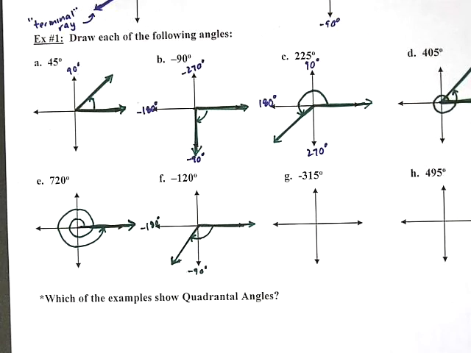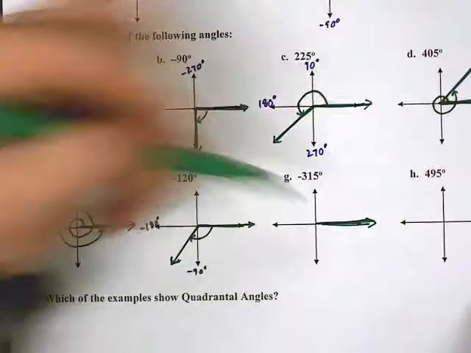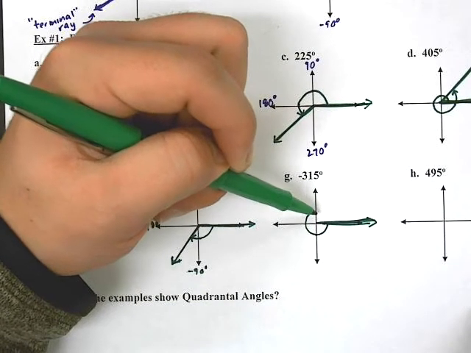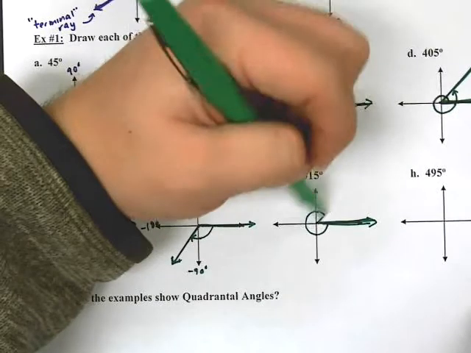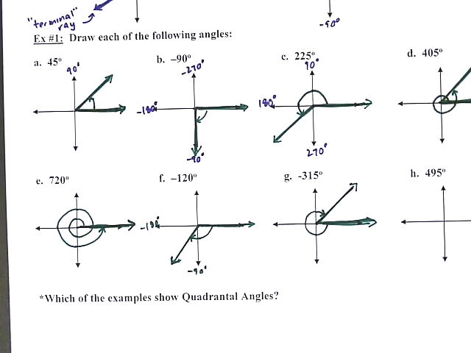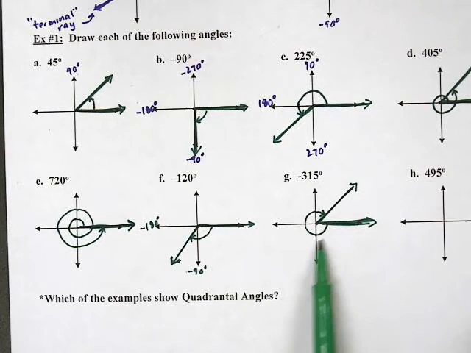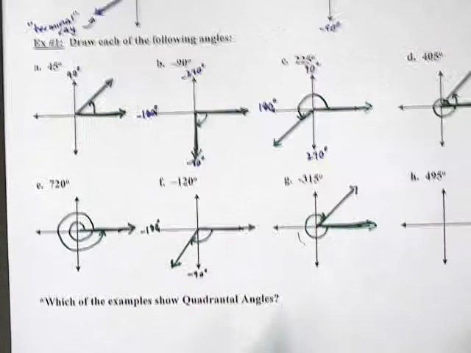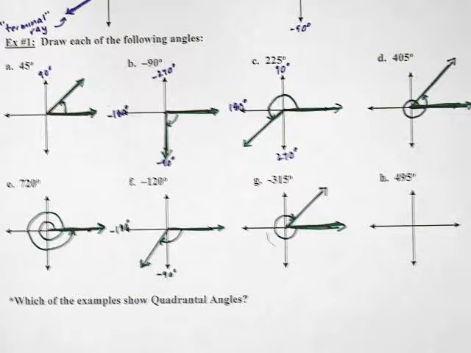All right. Negative 315, same idea. Okay, I go negative 90, negative 180, negative 270, and then another negative 45, so something like that. And I draw my terminal. The thing that really distinguishes is that you notice the negative, I went around this way, rather than in something like A, where I just went 45 up. I went negative 315 all the way around. All right? And last one, 495.